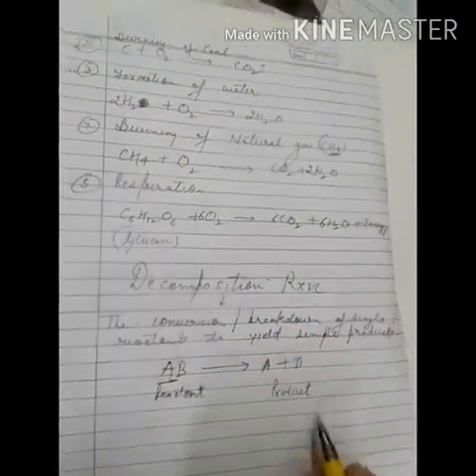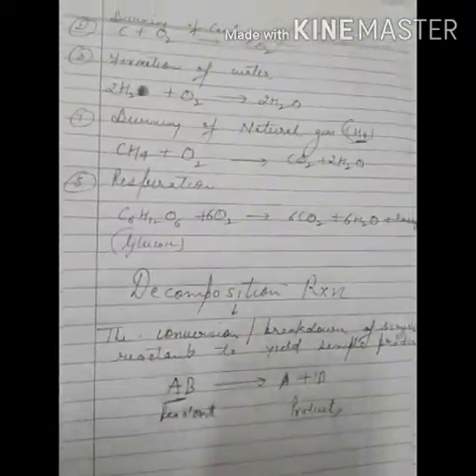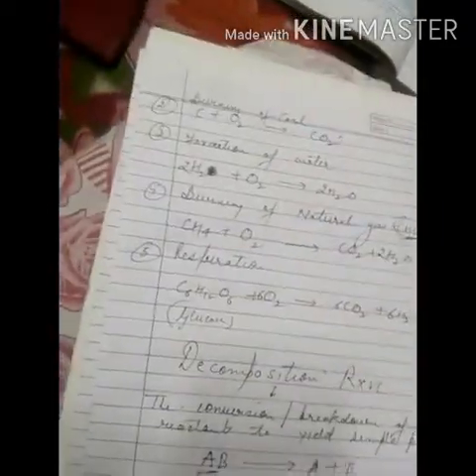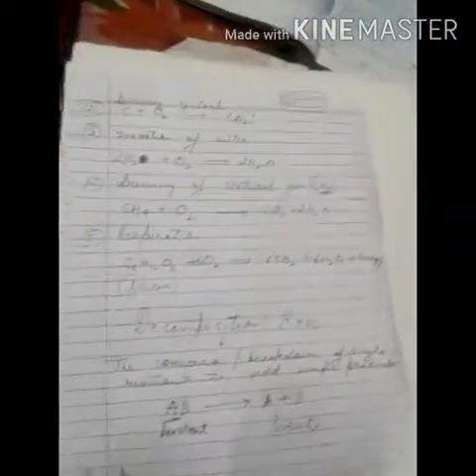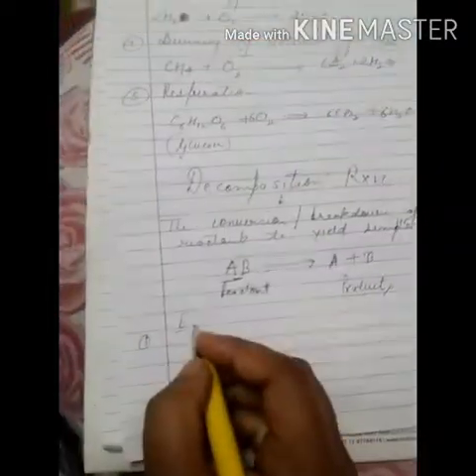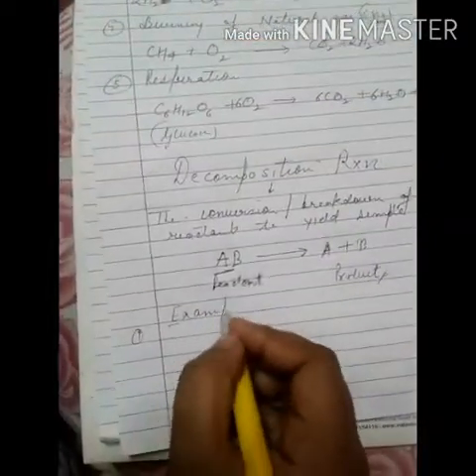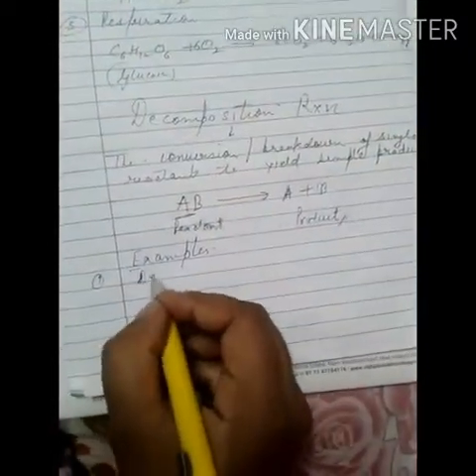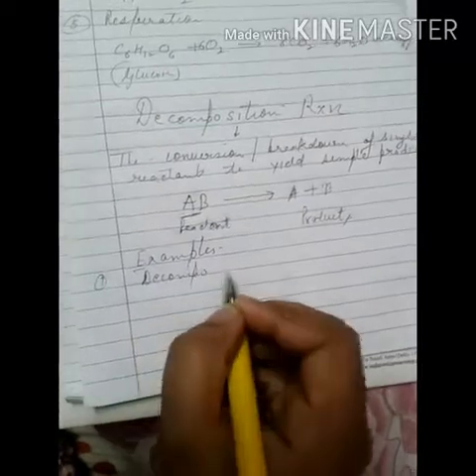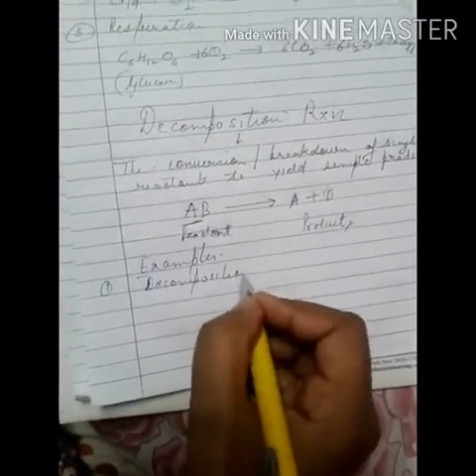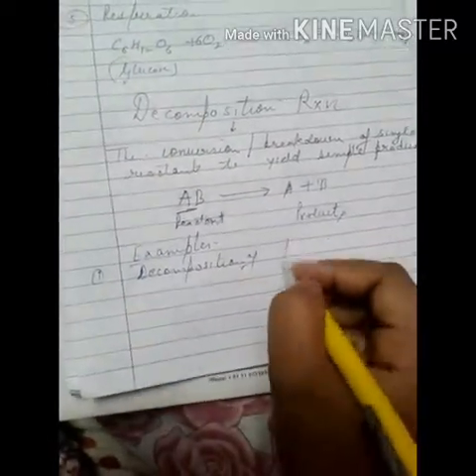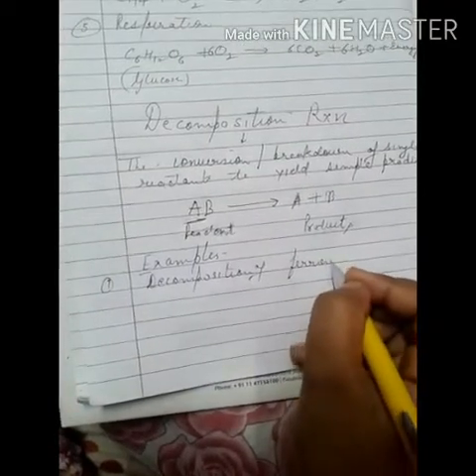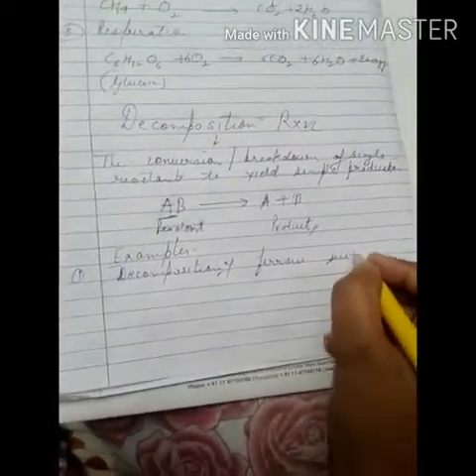So here also we have to cover some important examples. The very first example is decomposition of ferrous sulfate.